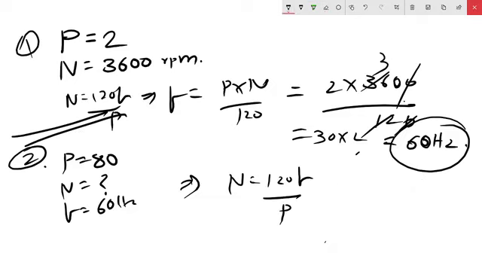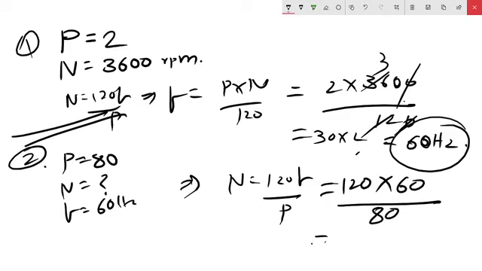So if you solve this, 120 into frequency 60 by number of poles 80, the final result will give you 90 rpm. So the answer for this is that the propeller speed will be 90 rpm. It will not be 3600 rpm. This is a very good question. You should understand how electrical propulsion works on board. This question is for that only.